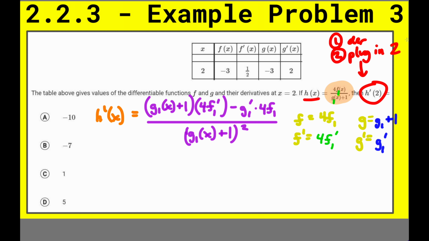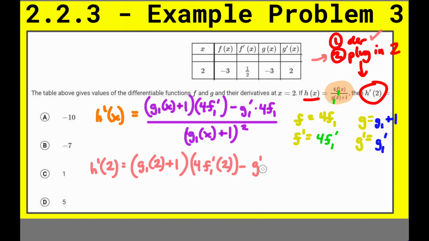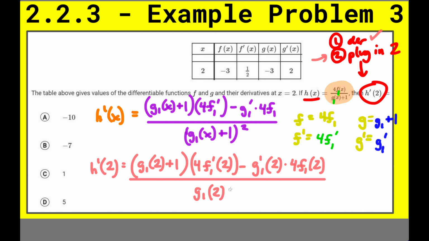Okay, once we found the derivative, check. Okay, next step is plug in 2. So that's what we're going to do. H prime of 2 is equal to g sub 1 of 2 plus 1 times 4 times f sub 1's derivative of 2 minus g sub 1 prime of 2 times 4 f sub 1 of 2. So I basically just plugged in 2 for all those functions that are in this purple step there.